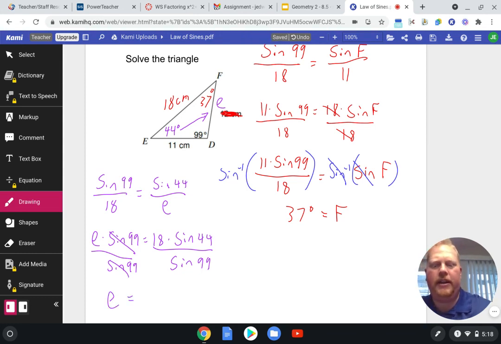So that's what I type in my calculator: 18 times the sine of 44 divided by the sine of 99. And I'm coming up with 12.659, so 12.66.